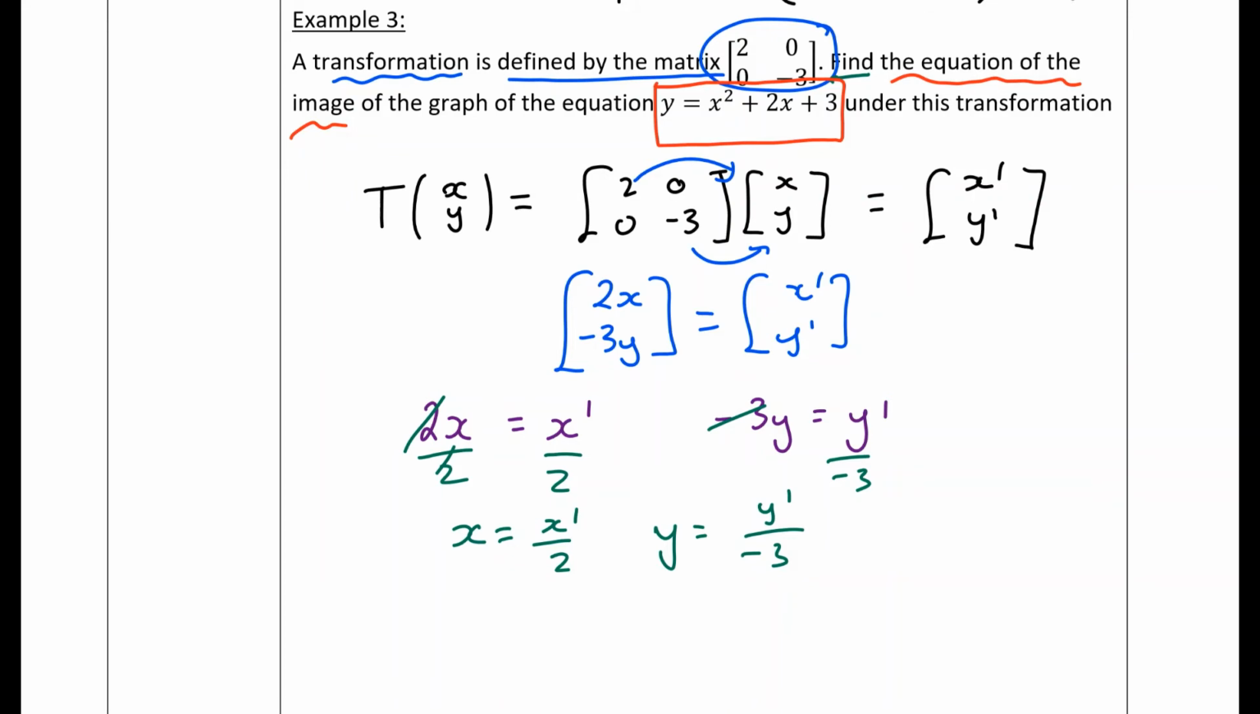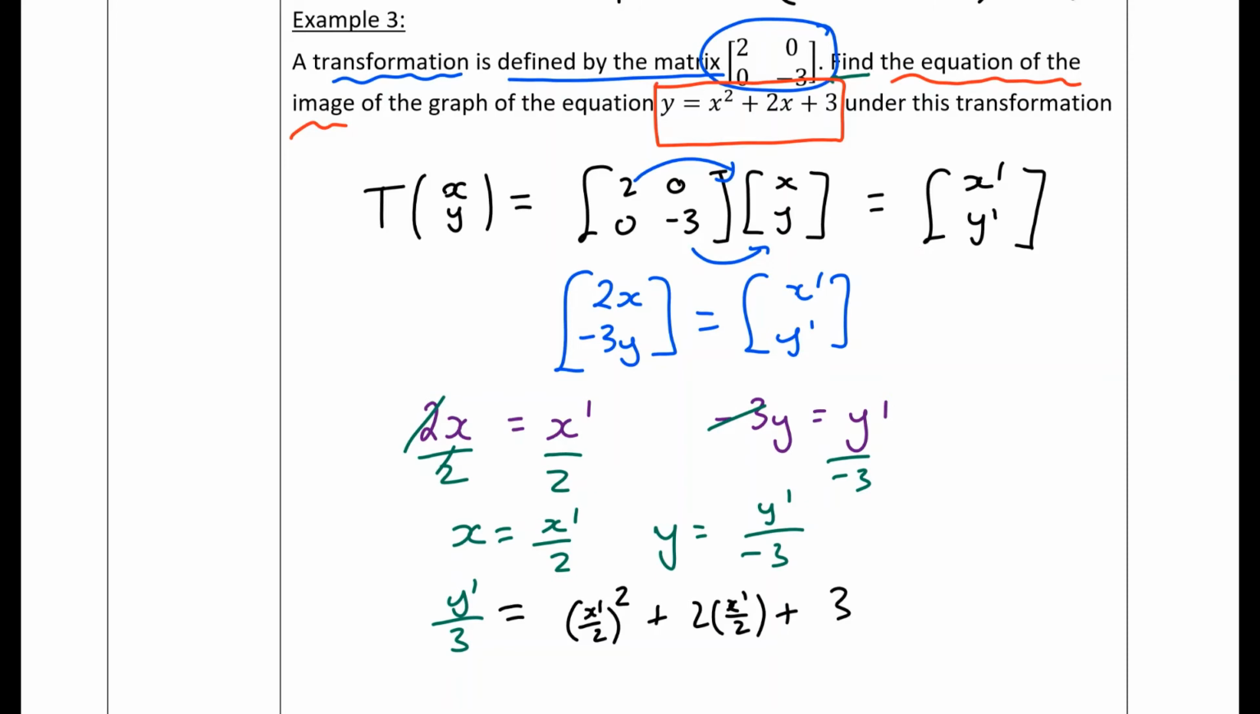Once I've done this, I can sub these new terms into my pre-image. So yes, y equaled x squared plus 2x plus 3, but now this y is y dash on negative 3. And this x has got a little bit of work to do because it's x dash on 2.